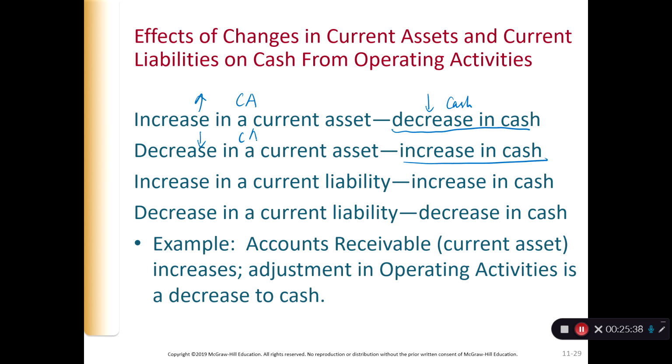Decreasing current asset, we want to increase the cash. Increasing current liability, we want to increase the cash. And decreasing current liability, we want to decrease the cash. For example, current asset means the accounts receivable, right? Accounts receivable increase, you're going to reduce the cash, and the adjustment to operating activity decreases the cash.